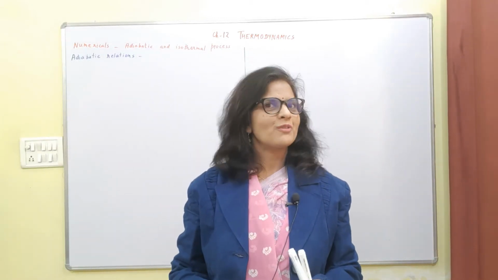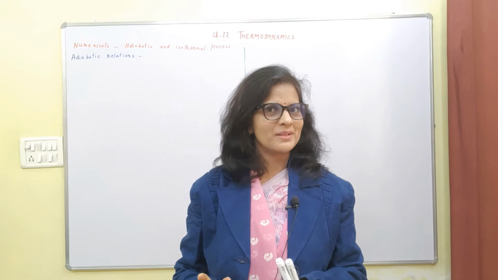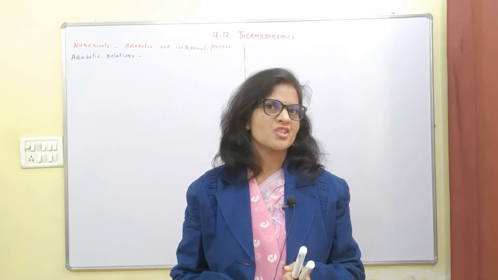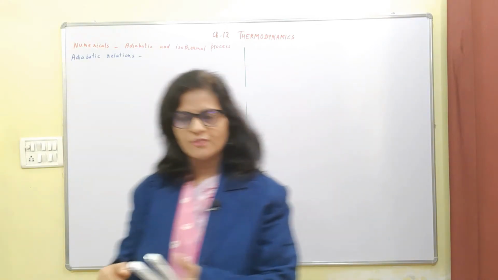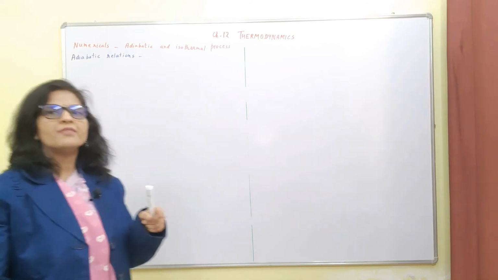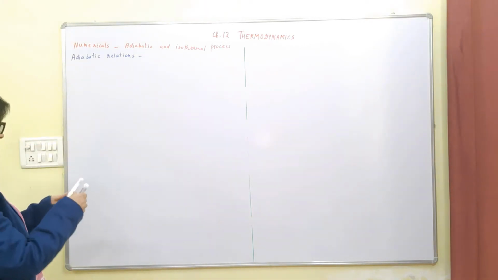Hello everyone. Today we will discuss the numericals of thermodynamics chapter. So before that we need to understand what are the different adiabatic relations between P, V and T. We already know that Poisson's law is PV to the power gamma is equal to constant. From there we will calculate the other adiabatic relations.